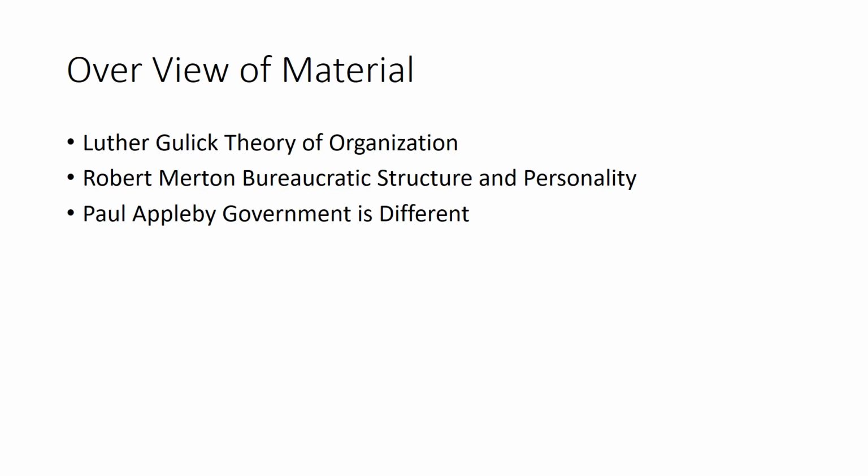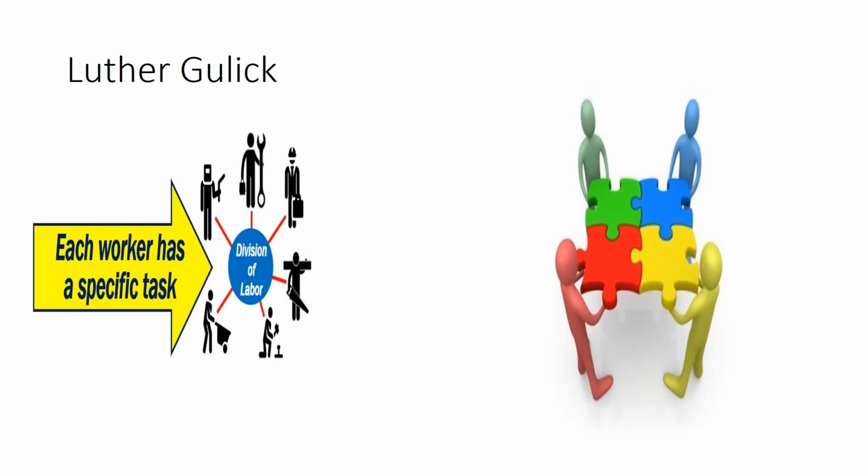Today, I will discuss Luther Gulick's theory of organization, Robert Merton's Bureaucratic Structure and Personality, and Paul Appleby's Government Is Different. I would like to first discuss Luther Gulick and his contribution to public administration. His biggest contribution was POSDCORB. The acronym stands for Planning, Organizing, Staffing, Directing, Coordinating, Reporting, and Budgeting. He also came up with the division of work and coordination of work.